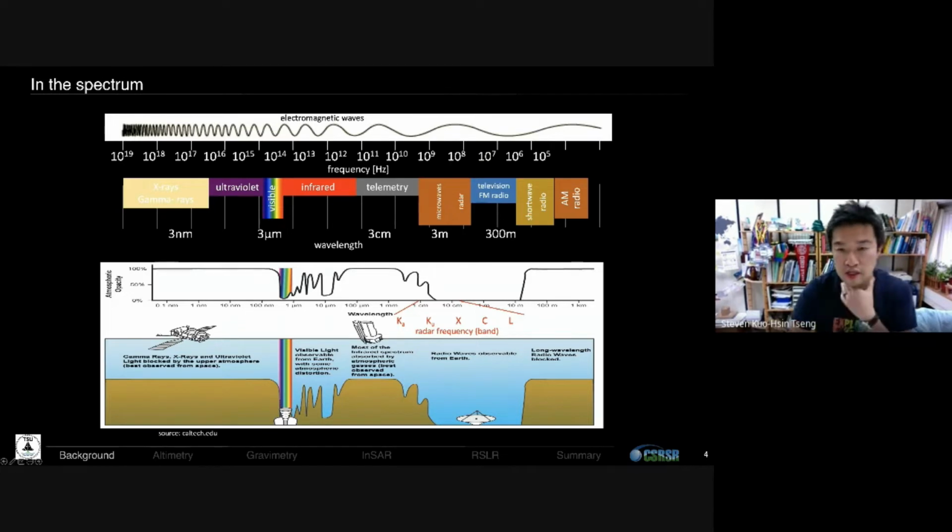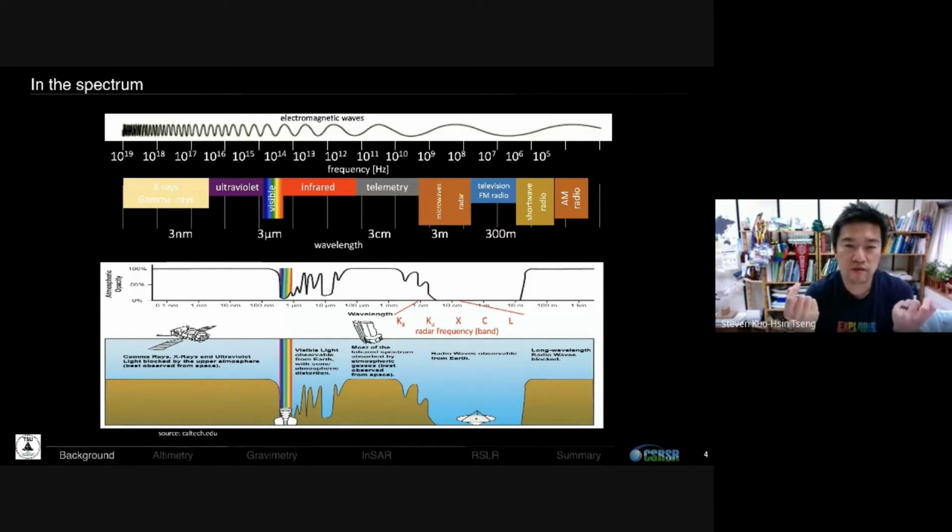So why choose this? Because the core principle of remote sensing is to see the scattering behavior between the wavelength of the signal and your particle size.